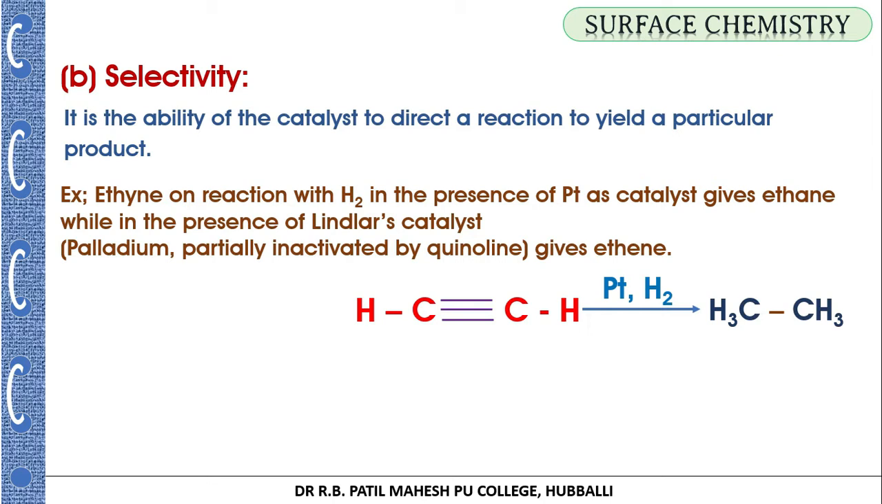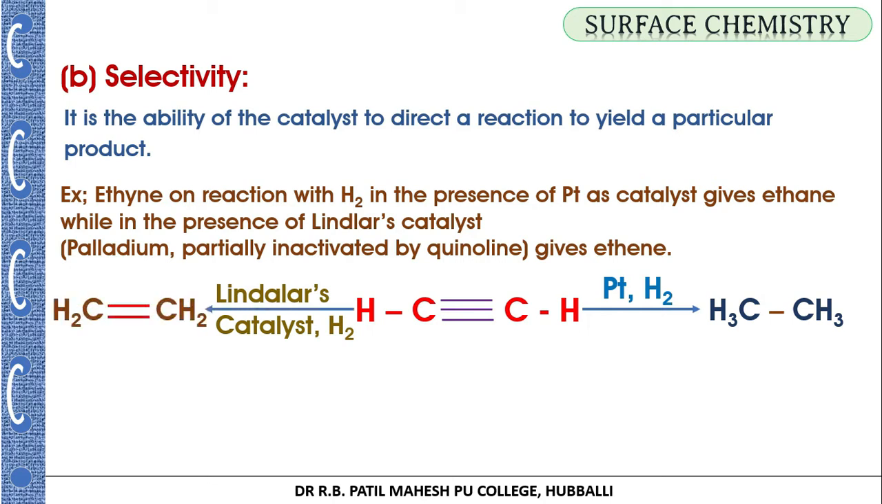Whereas the same reaction, the same hydrogenation, but with another catalyst, that is a palladium catalyst, also called Lindlar's catalyst. In Lindlar's catalyst, palladium is partially deactivated by quinoline. So now the same reactant molecule, the same hydrogenation process, the same reduction, only the catalyst is different, we are going to get ethene as the product. So here platinum directs the reactant to give ethane as the product, whereas palladium directs the reactant to give ethene as the product. That ability itself is called selectivity. I hope that you understood, students.